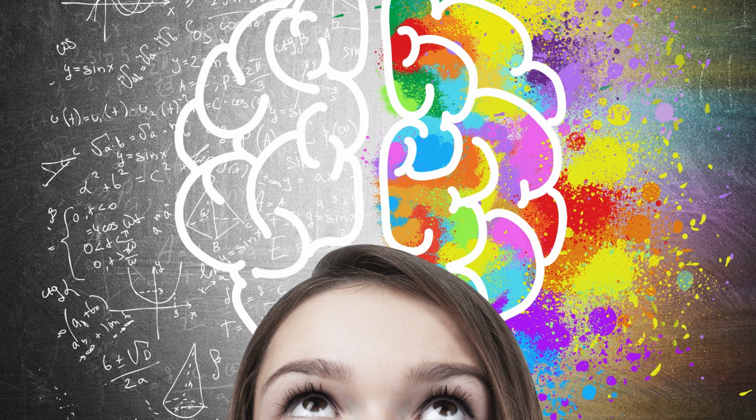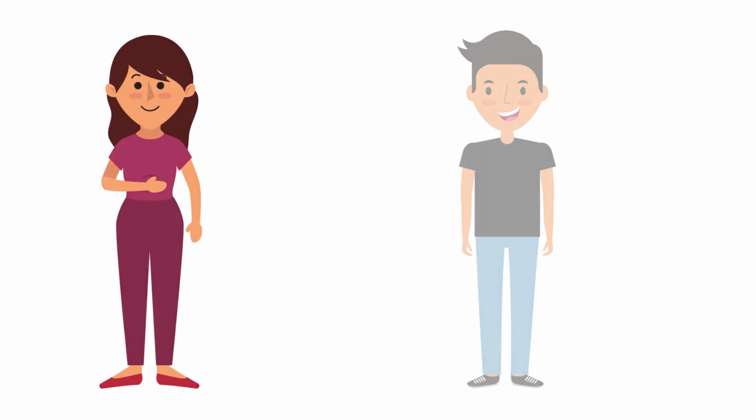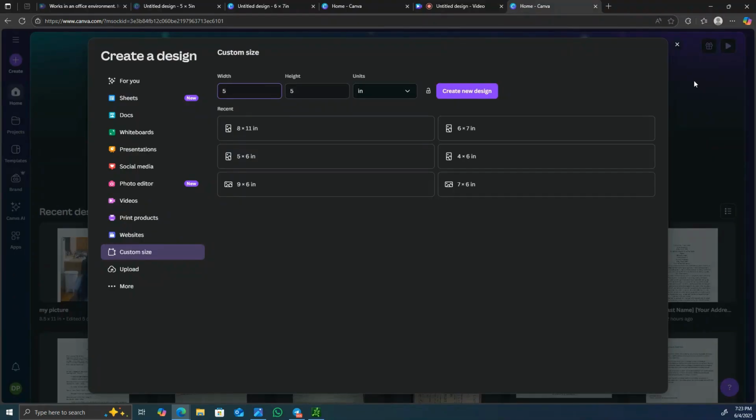How to turn a photo of yourself or anyone else into a custom avatar using one of Canva's powerful apps. Now let's get started. Okay guys, once you log into your Canva account, you're going to go to custom size, and I'm going to use 5 by 5 inches, then create a new design.